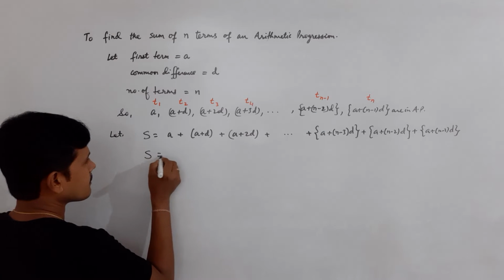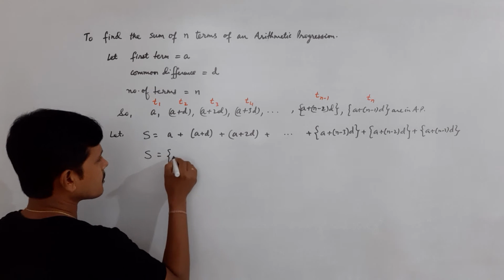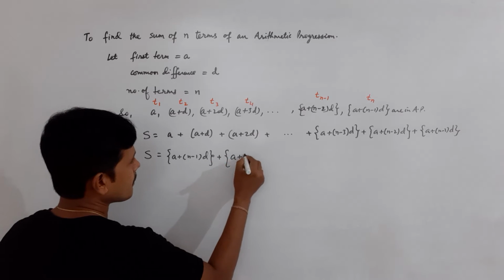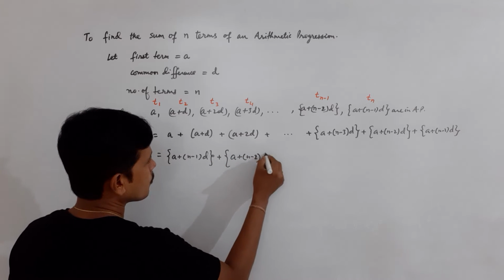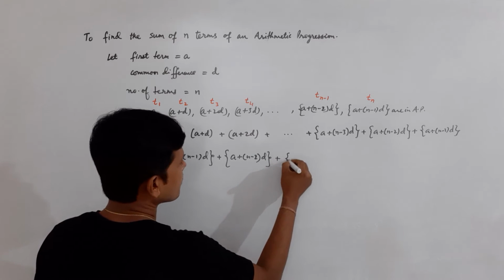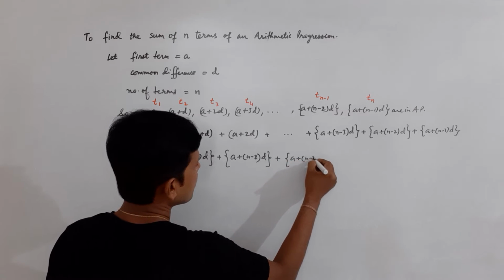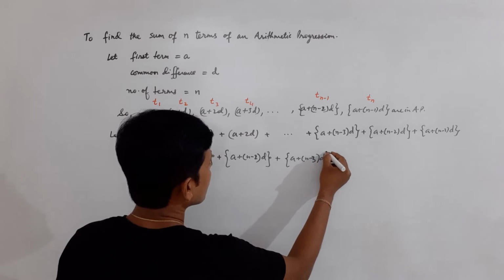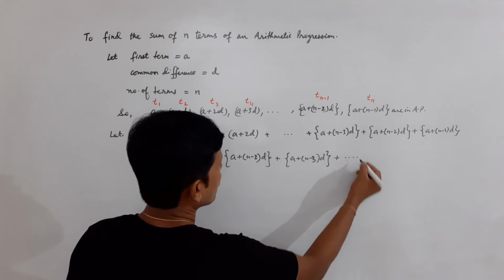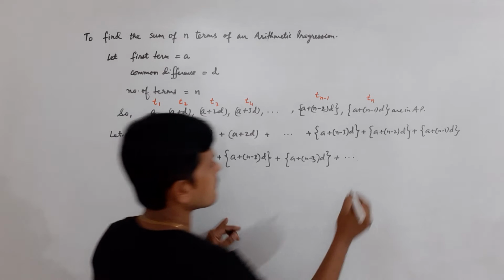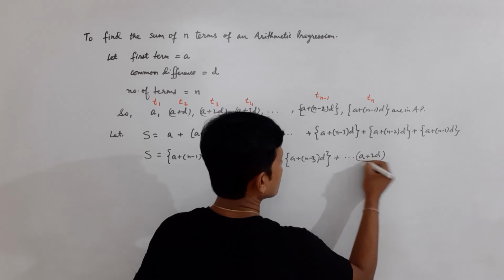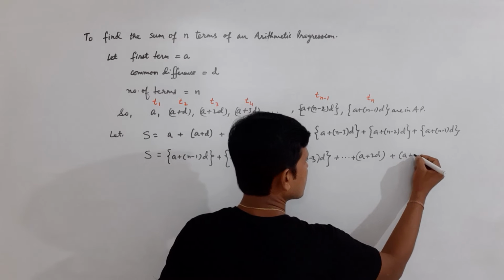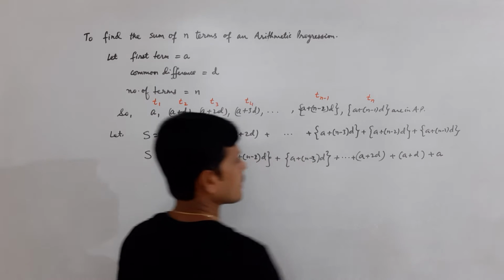So I am writing S equal to, see, I am writing the last term over here, a plus (n minus 1) times d. Then the second last term I am writing, a plus (n minus 2) times d. Then the third last term, that is a plus (n minus 3) times d, plus, and so on. Then I am writing a plus 2d, because its order is reversed. Then I am writing a plus d, and in the last I am writing the first term.